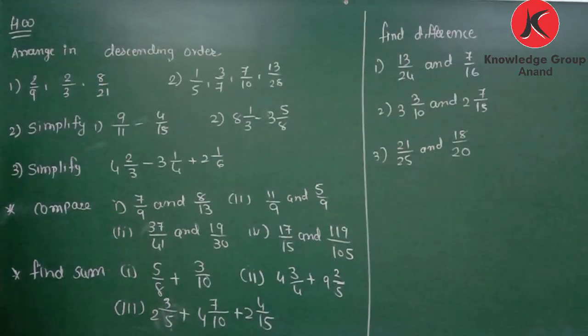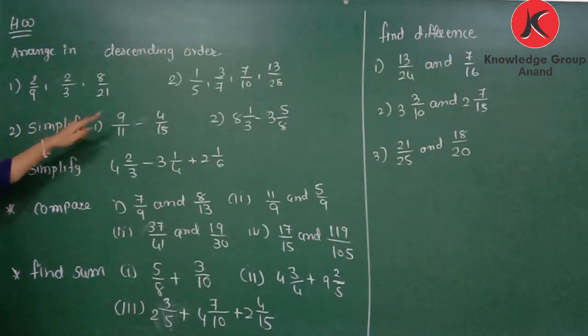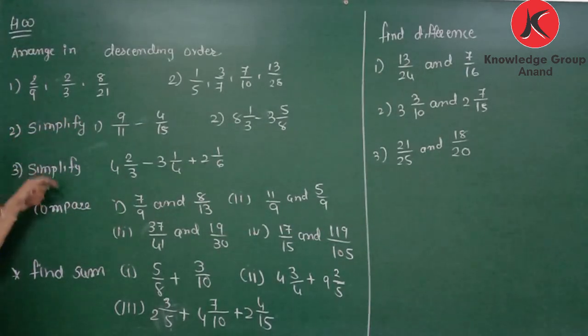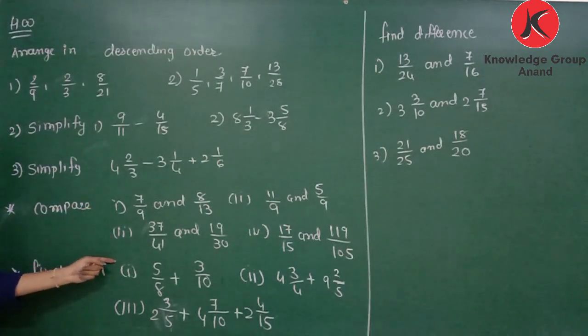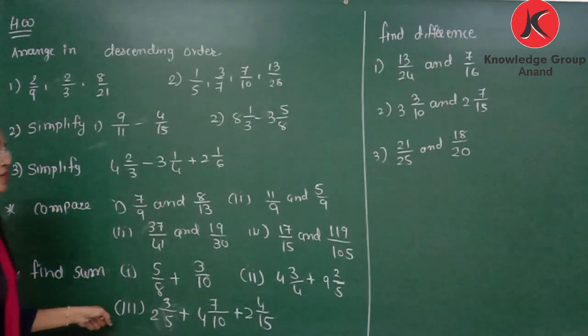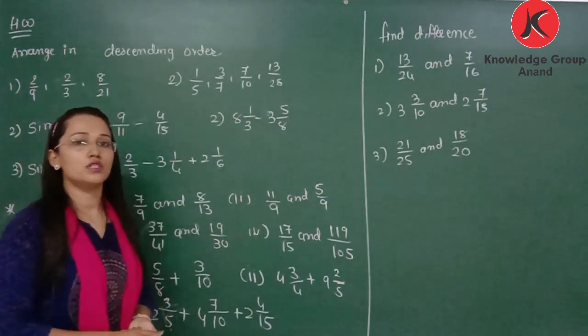So this is your today's homework. Here you need to arrange in ascending order these two examples. Now here are these three examples for simplification. Here are 4 examples for comparison. Find the sum of these 3 examples and the difference of these 3 examples.